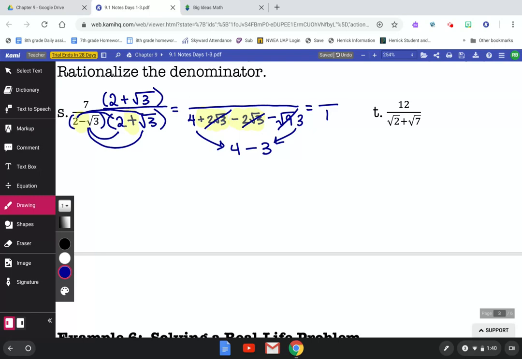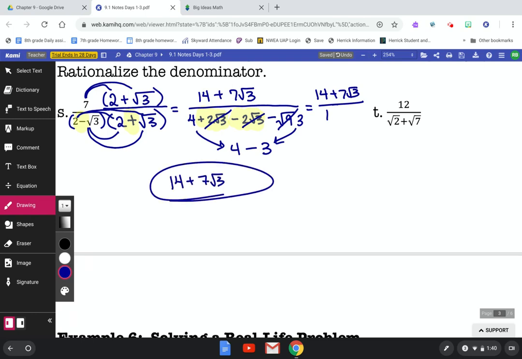Now for the top, for the numerator, we need to distribute this 7. So 7 has to go to 2 and 7 has to go to root 3. So 7 times 2 is 14 plus 7 root 3. And that would be it. So 14 plus 7 root 3, that's all over 1. We don't need it to be over 1. So your final answer would be that.